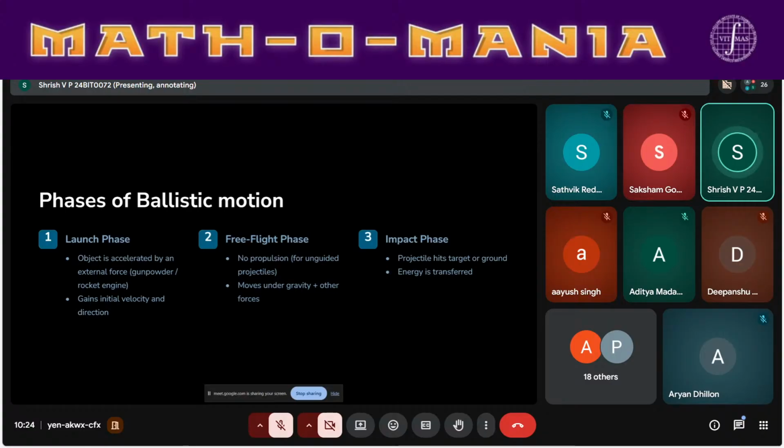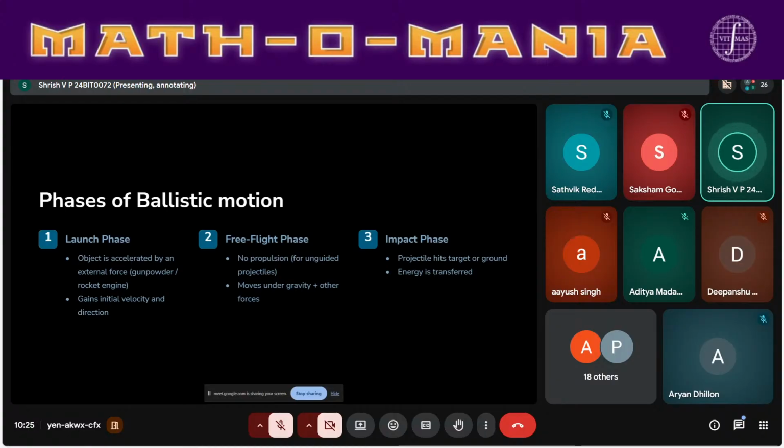Now we come to the last phase, which is called the impact phase. The projectile has to reach its target at the end. At this point, the motion ends and the energy is transferred. Everybody knows that an object in motion carries kinetic energy, and when the projectile hits the target, this kinetic energy gets transformed and transferred into some other kind of energy.